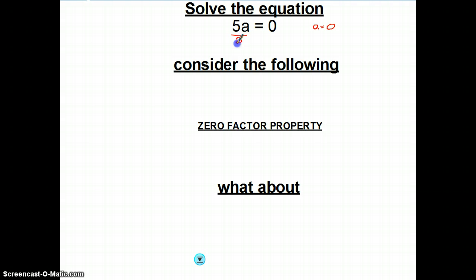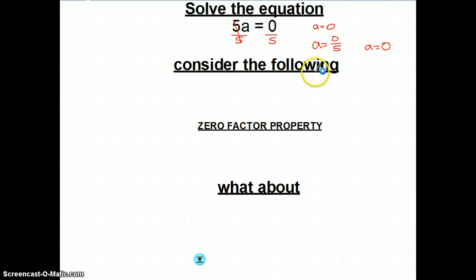Now if we go through and actually solve this using properties of equality, I can divide both sides by 5 to undo that multiplication and isolate the a. Divide the 0 by 5, and a equals 0 over 5. Since 0 is in the numerator of a fraction and not the denominator, this simplifies into simply 0. So again, because we are multiplying two things and the product is 0, the only option for your variable is that it must be 0.